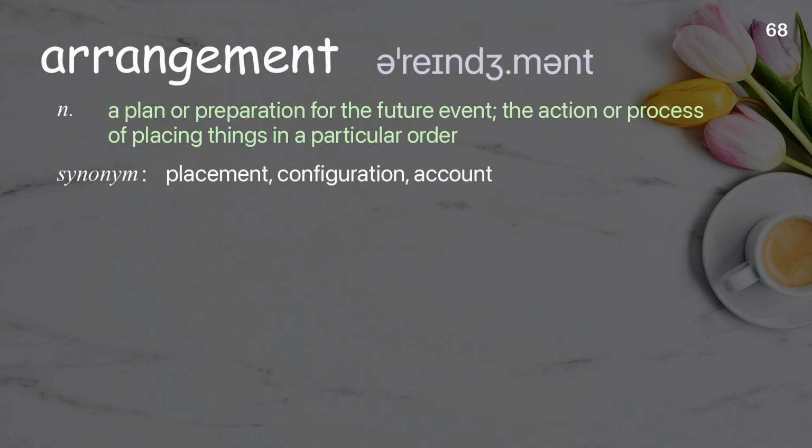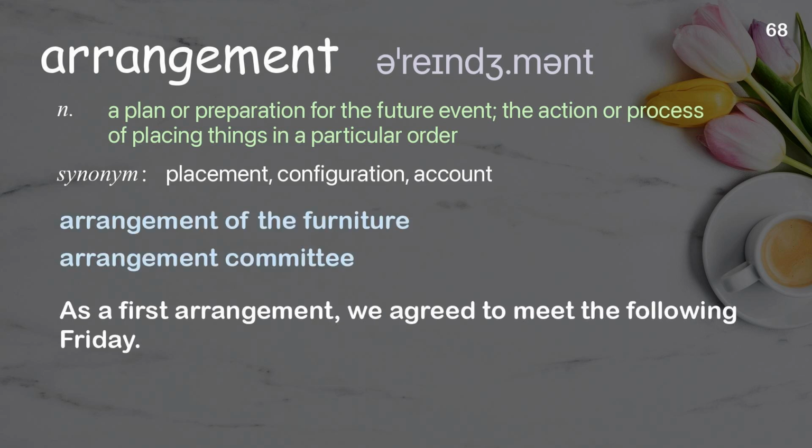Arrangement. A plan or preparation for the future event, the action or process of placing things in a particular order. Examples: Arrangement of the furniture. Arrangement committee. As a first arrangement, we agreed to meet the following Friday.